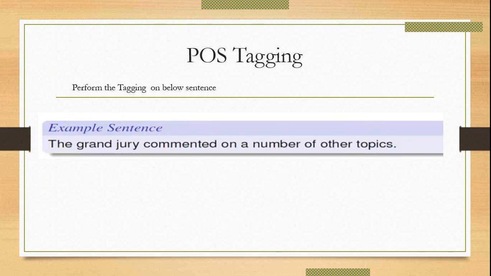So how do we perform this tagging on the sentence below? I have one sentence: a grand jury commented on a number of other topics. I want to do the POS tagging. Just write down this sentence, and I will ask each student which one is a verb, which one is an adjective, which one is a determiner, and so on. I will show you the Treebank data set, and from that you can find the adjective, adverb, and other tags. You can do it manually, and once you do it manually you can understand how to implement this POS tagging.